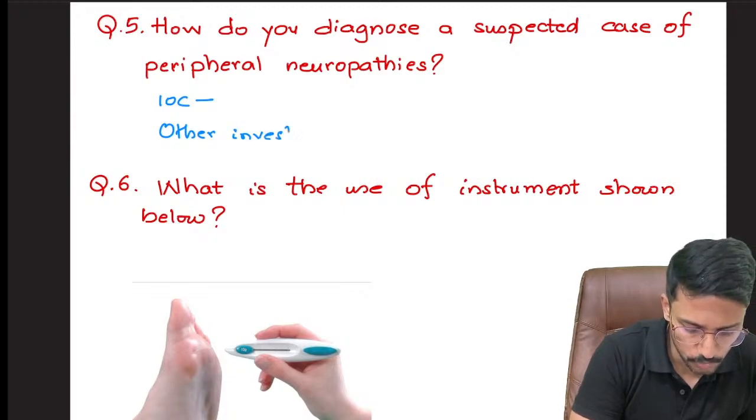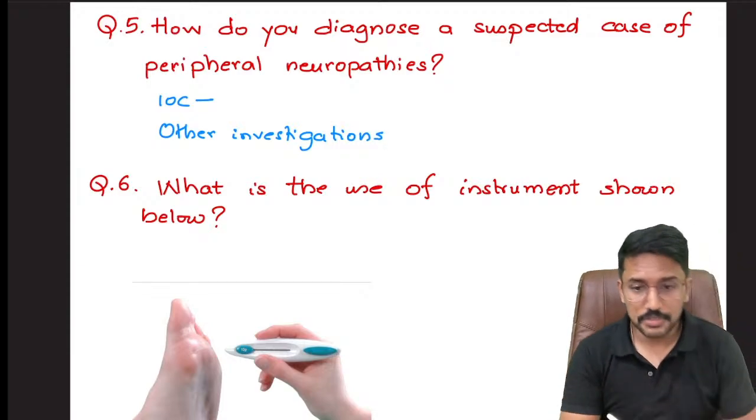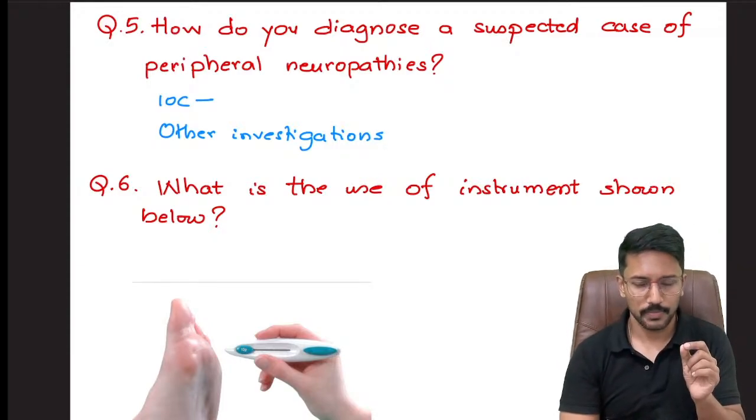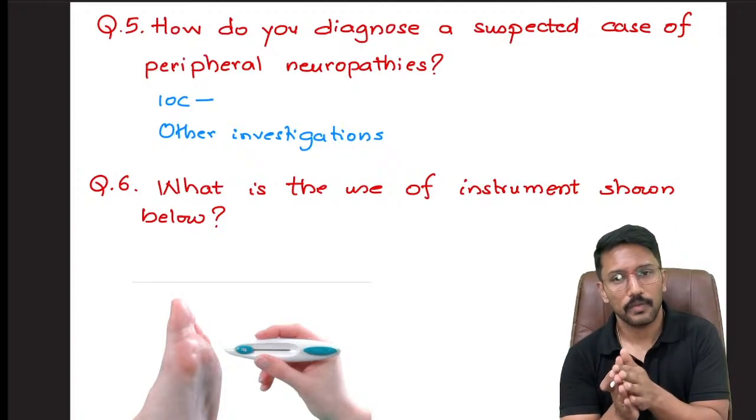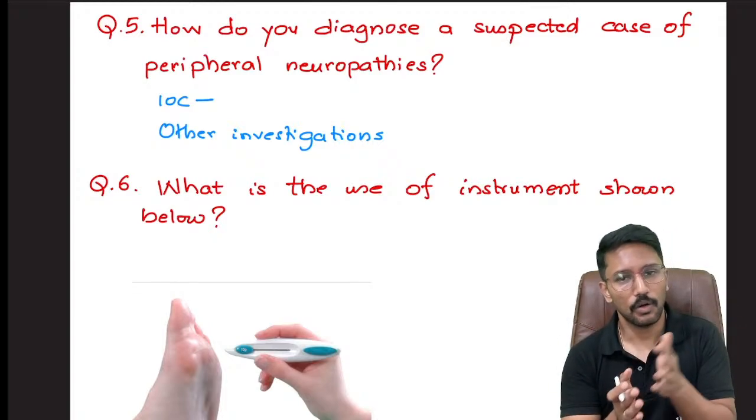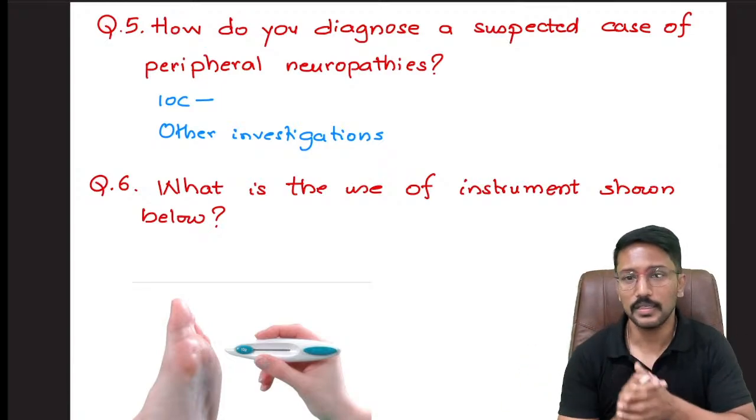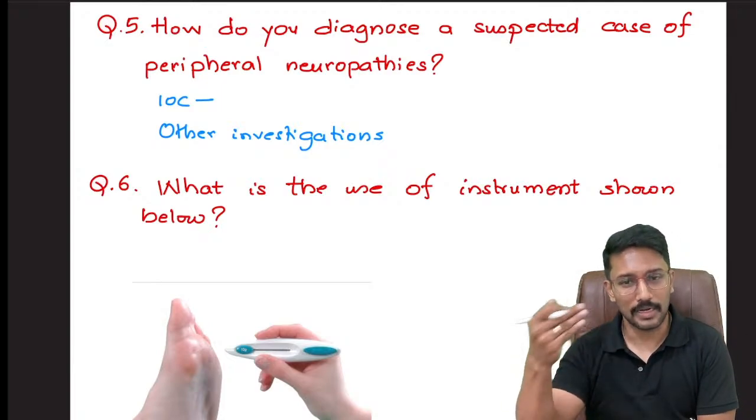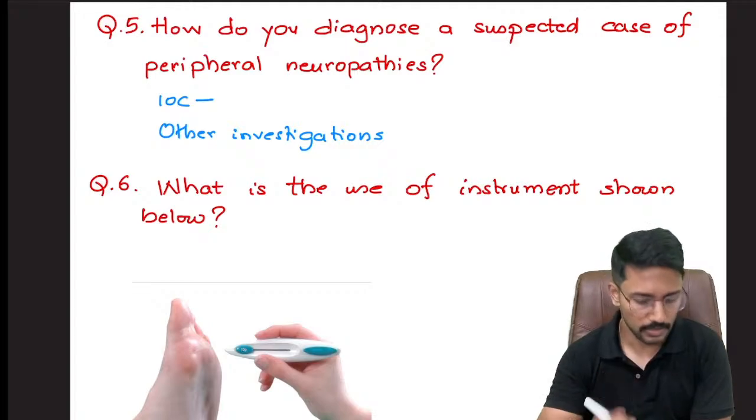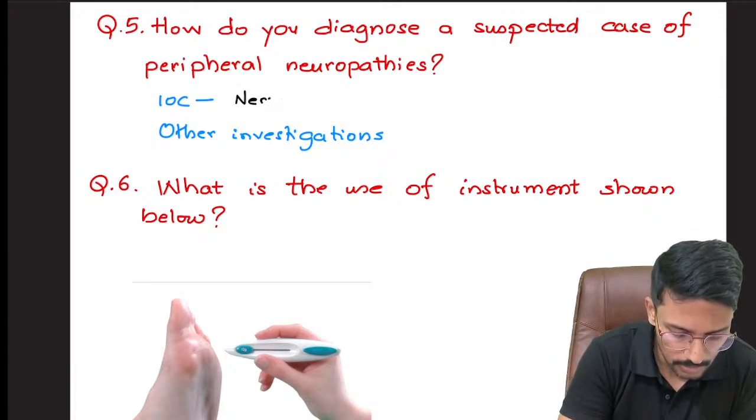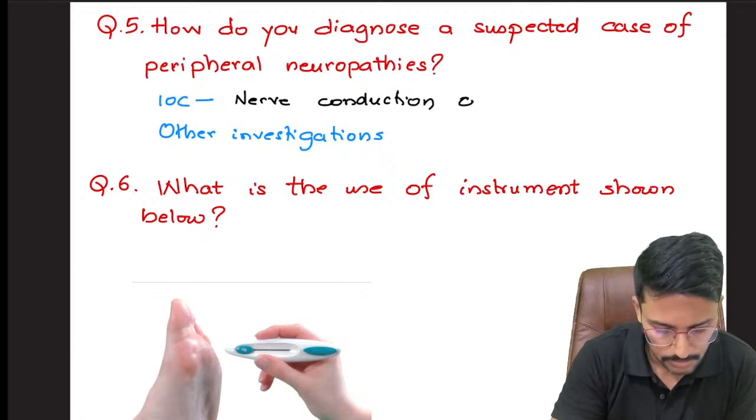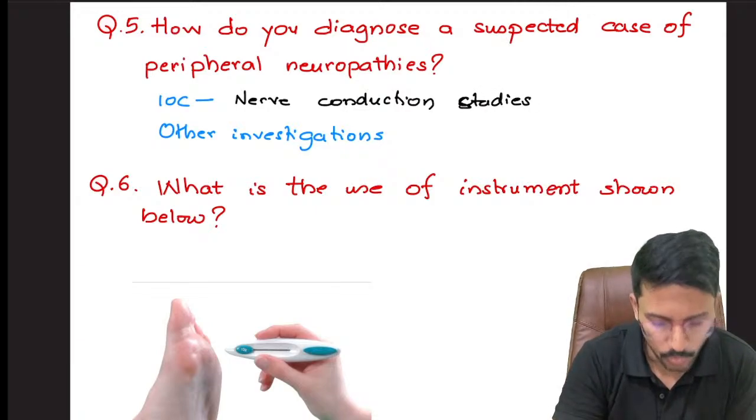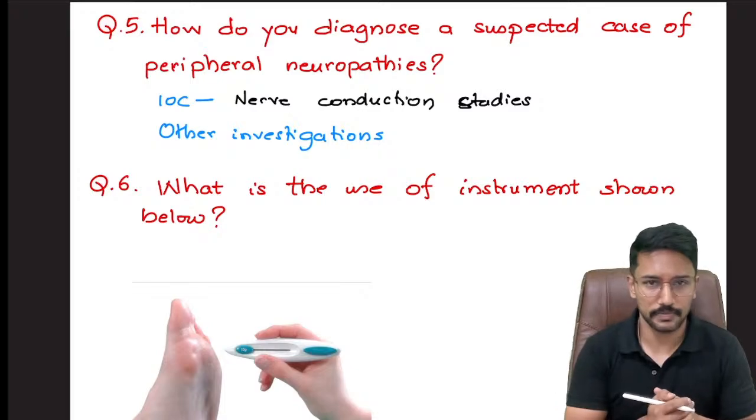The investigation of choice is your nerve conduction study. Because a nerve conduction study not only confirms that you have neuropathy, it will also tell you whether it is sensory or motor, and it will also tell you whether it is a demyelinating type of neuropathy, or an axonal injury type, or a mixed injury. This makes it easier for you to investigate the underlying cause further, right? So the investigation of choice is nerve conduction studies, where we can look at the compound muscle action potential as well as the conduction velocity.